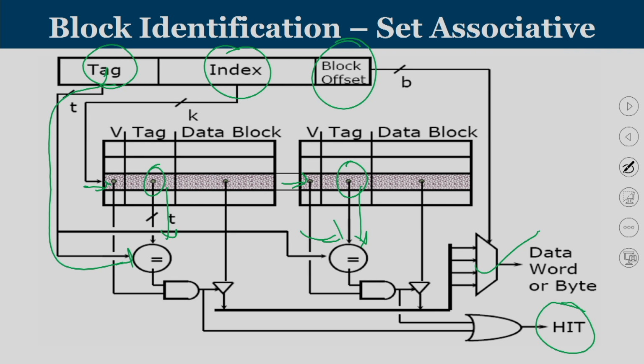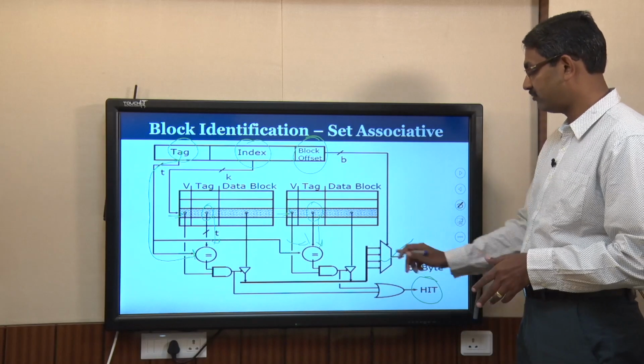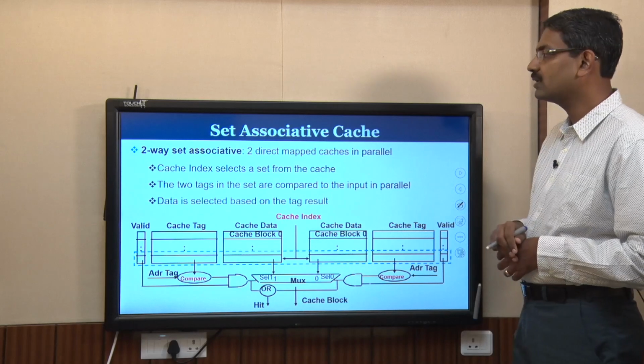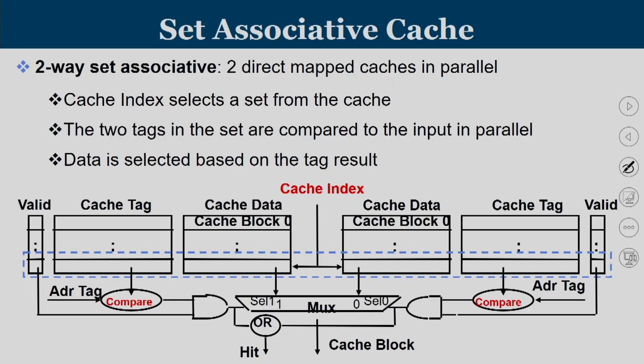So, in the case of a set associative cache, indexing is done. After indexing, the tag matching in both the blocks happens in parallel, and once it is a hit, the corresponding byte that is requested is extracted with the help of the multiplexer. So, this is the way a two-way set associative cache works. It is just like two direct mapped caches working in parallel.